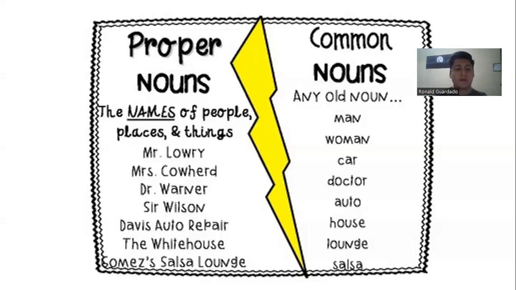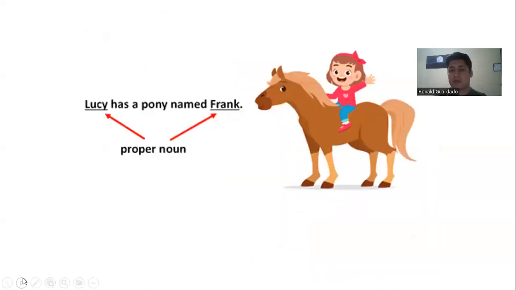We also have here an example of a proper noun. Here is a sentence with a structure. As we may see, it says, Lucy has a pony named Frank. We have two proper nouns in the sentence: we have Lucy and we have Frank. That is the name of the pony.